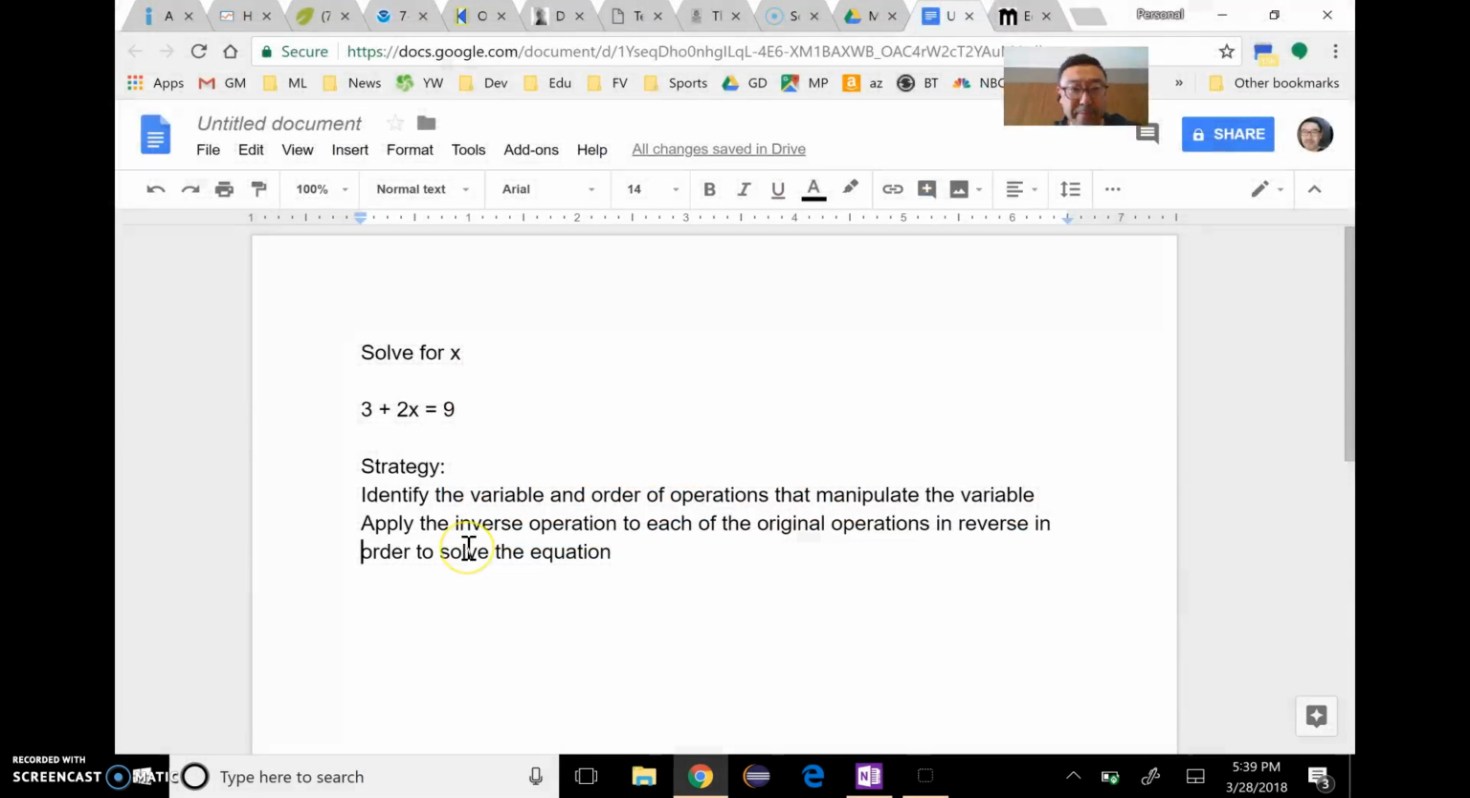For example, you might hear in a math class, how do you solve for x? And a 3 plus 2x equals 9. How do you solve that equation? One strategy might be to identify the variables and the order of operations that manipulate the variable. And a strategy that could be used to solve that would be to apply the inverse operation to each of the original operations in reverse order to solve the equation.